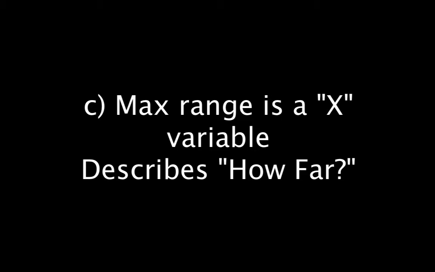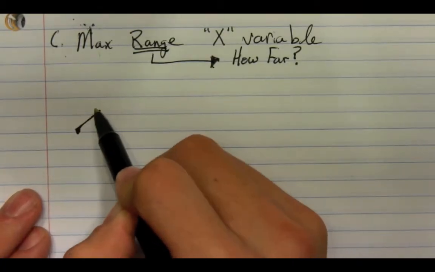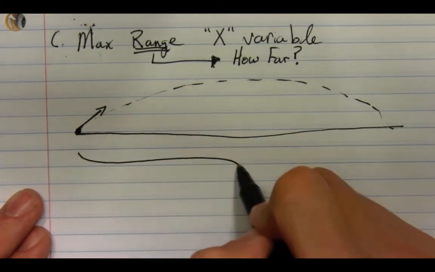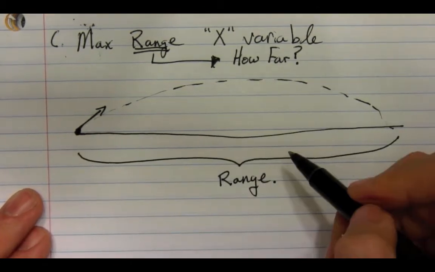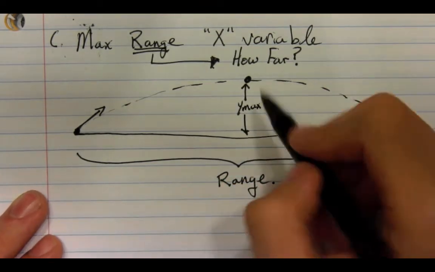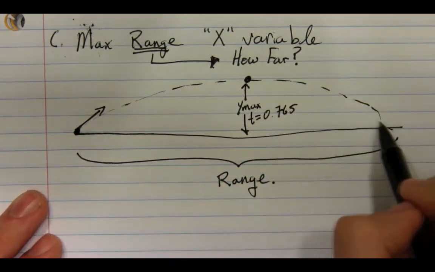Max range is x. Describes how far. So how far is the projectile going? I'm going to start off with a sketch, and then I'm going to write down all the information I just found.